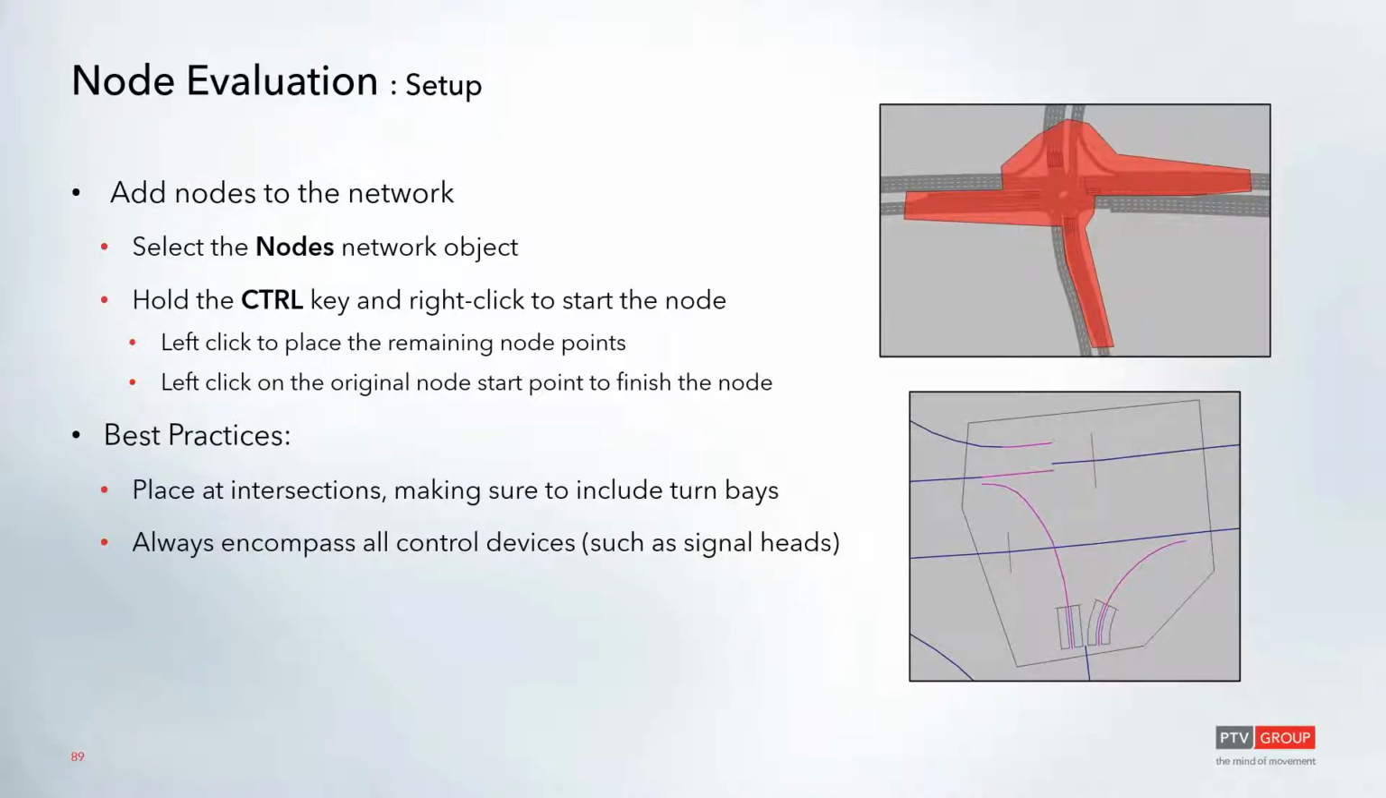It's important to place these at an intersection and make sure that all of the links are included, including any of the turn bays. And then it's also important to make sure that the node encompasses any control devices. For example, if you have any of the signal heads or stop signs, just make sure that those are all contained within the node, because these will be used to calculate some of the evaluation results, such as any of the queue lengths. Those signal heads are going to be where those queue length segments will be started from.